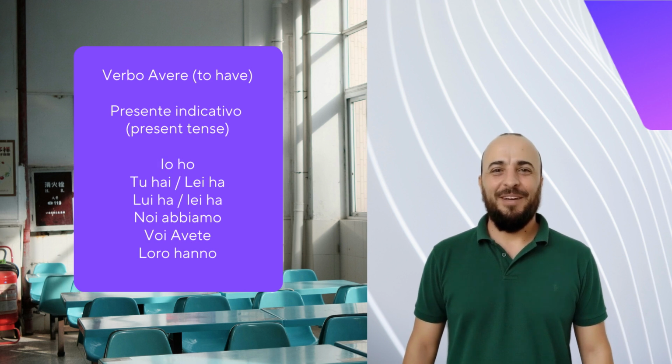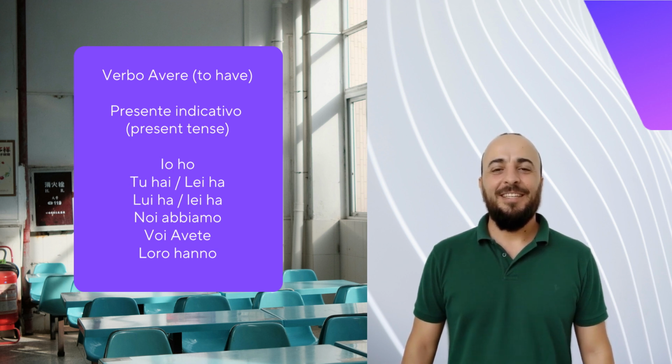Vediamo il verbo avere del presente indicativo. Il verbo avere significa to have. It is another very important Italian verb. In Unit 1, we use it mainly to give personal information, talk about age, express possession.